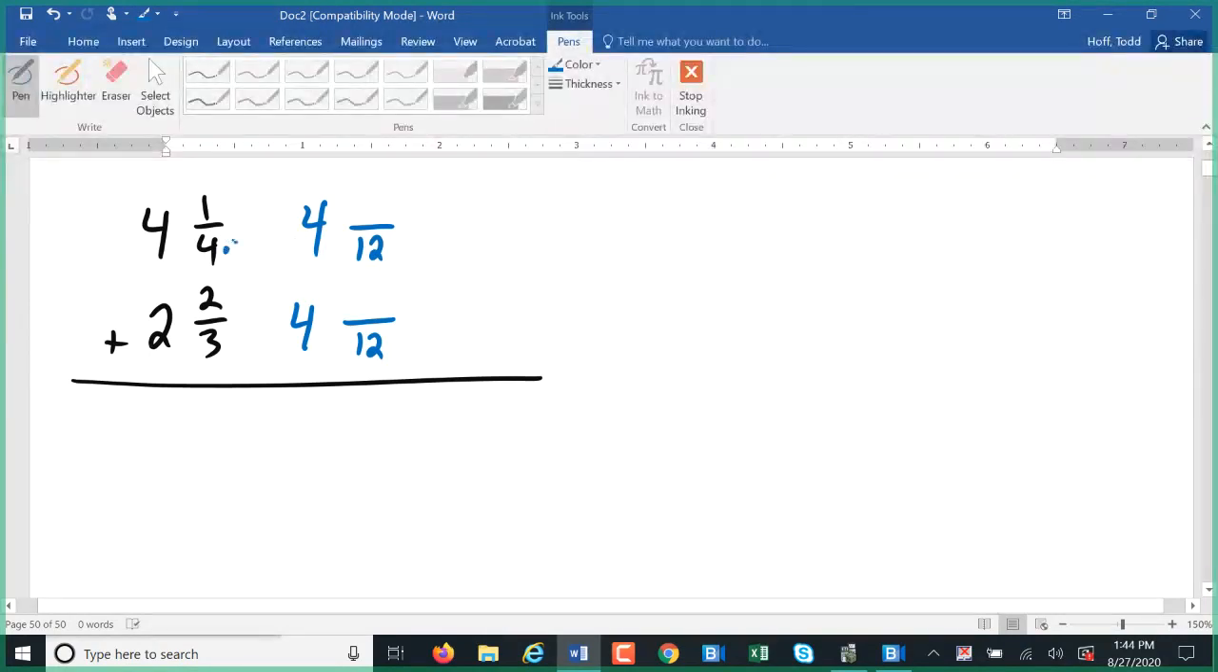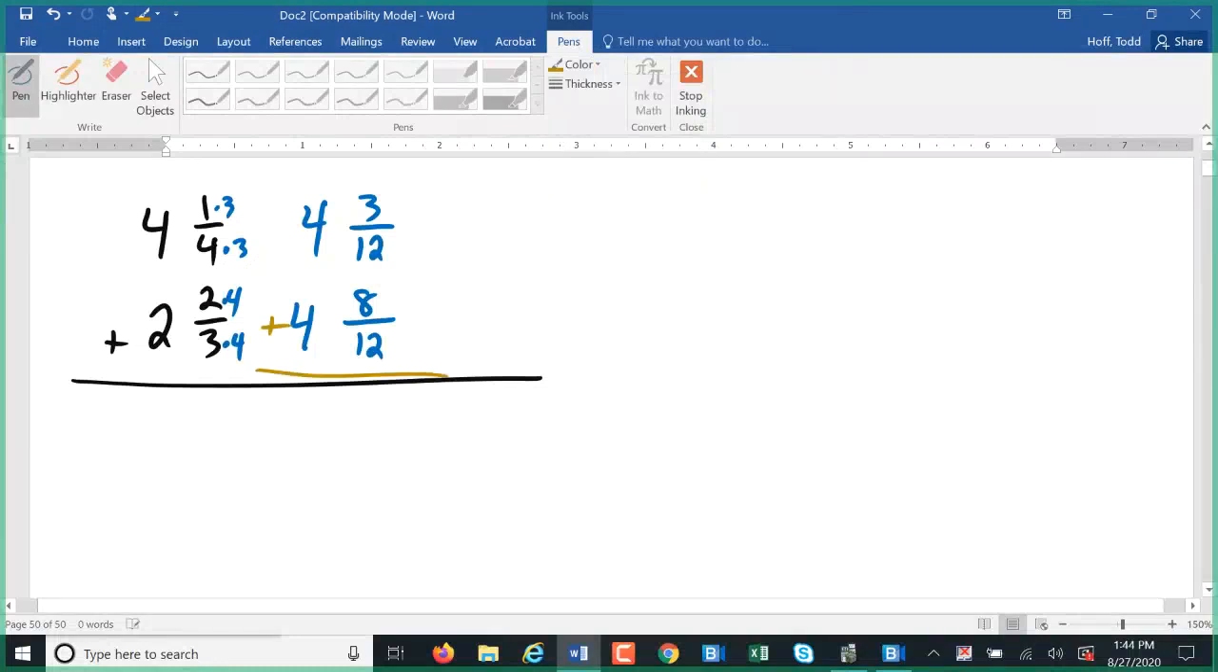To turn a 4 into 12, it had to be multiplied by 3. So 1 times 3 makes 3 twelfths. 4 and 3 twelfths is equivalent to 4 and 1/4. To turn the 3 into 12, we multiply by 4. So we multiply the 2 by 4 as well to get 8 twelfths.